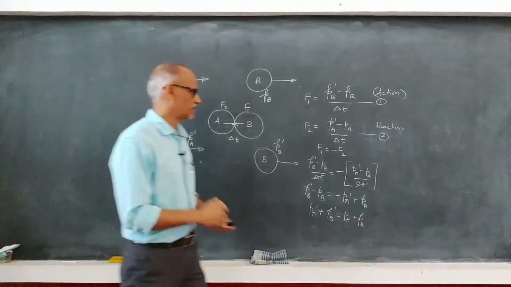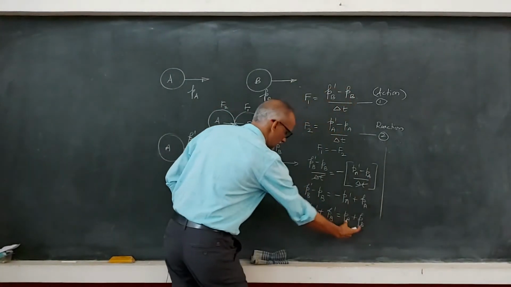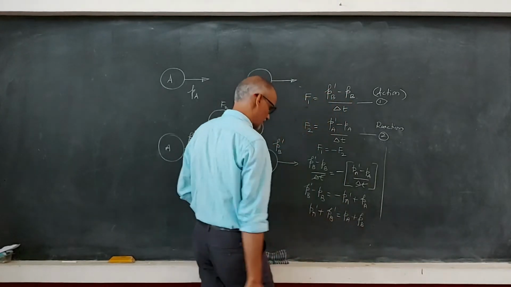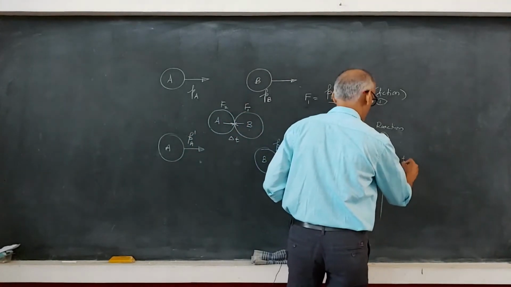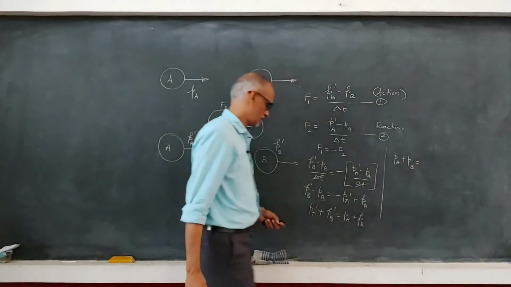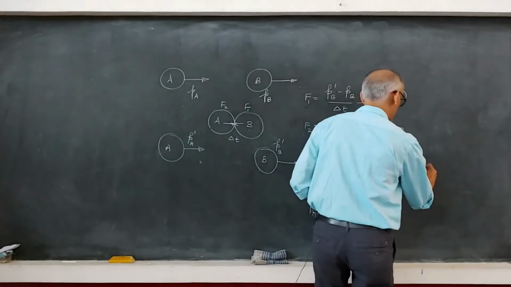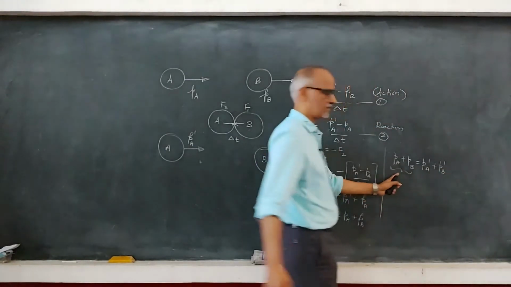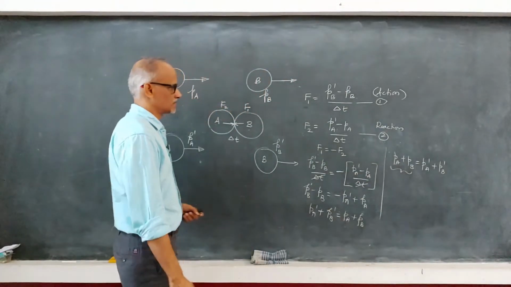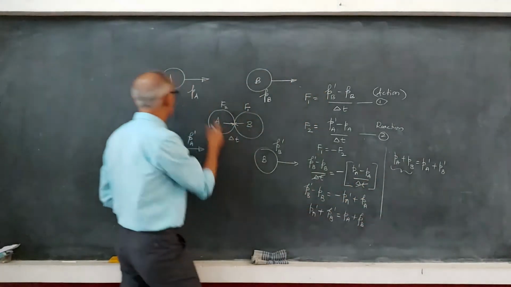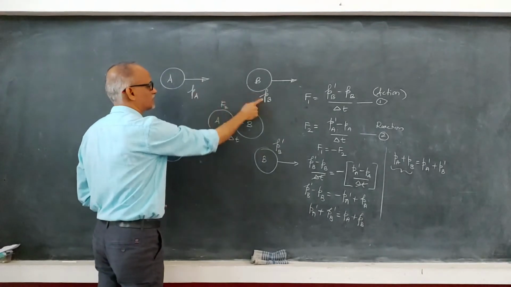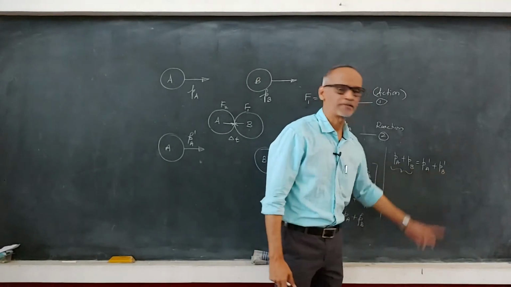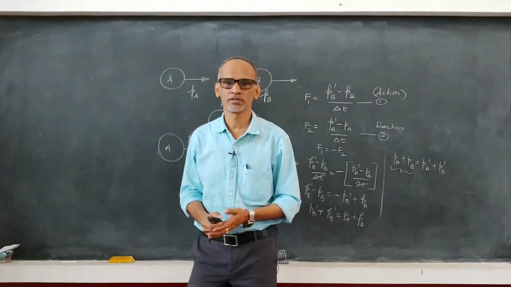Correct? We can even write, just interchange, write this on the right and this on the left. So PA plus PB is equal to PA dash plus PB dash. Look at this sum. This is nothing but the sum of the momentum before the collision, PA plus PB. This is the sum of the momentum after the collision, and that is what the law of conservation is all about.